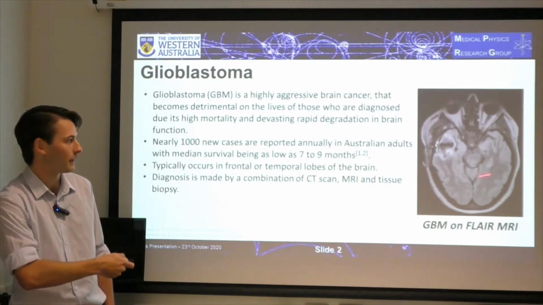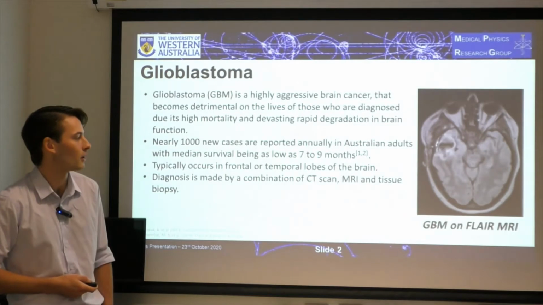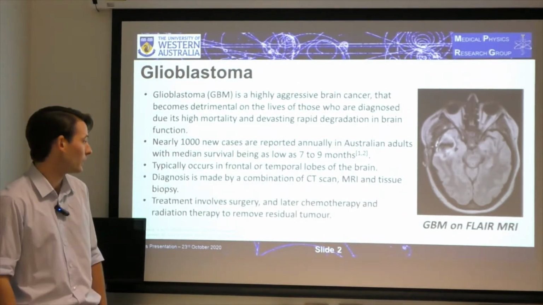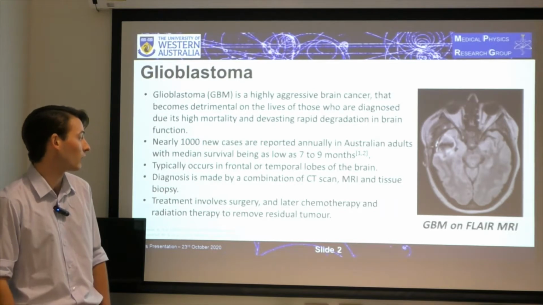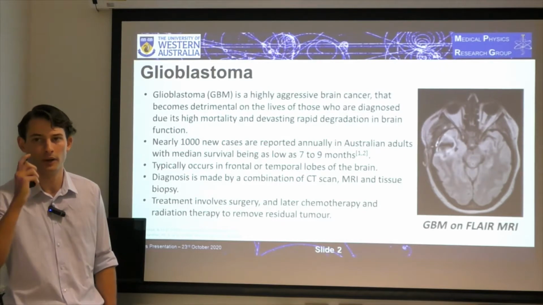On the right here we can see an example of a GBM tumour tissue on FLAIR MRI. Treatment involves surgery, quite aggressive surgery, and later radiochemotherapy and radiation therapy combined to remove any residual tumour.